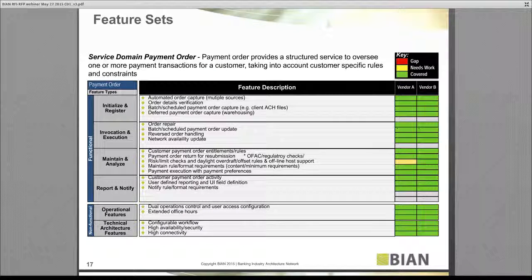We leveraged a very simple construct that is common in the marketplace to do a scorecard type mechanism to do some feature set analysis, is what we've called it within BIAN. And what you see here is one of the service domains that's in scope. And we see here that I've got the various feature types within BIAN, initialize and register, invocate and execution, et cetera, going down. And what I can do now is to start to bridge the gap from business to technology by providing a set of business requirements that I'm looking for the vendor to meet that are deeper than what the service domains will go to.